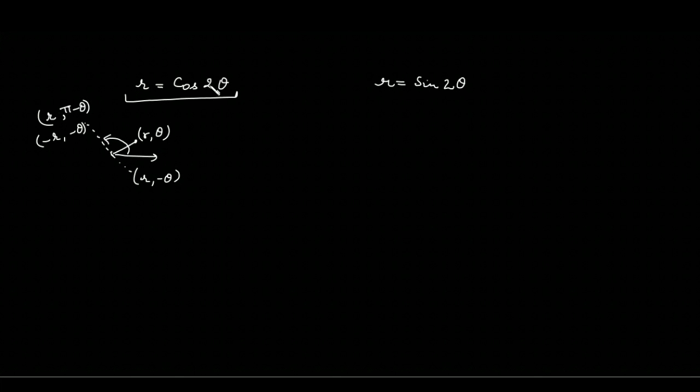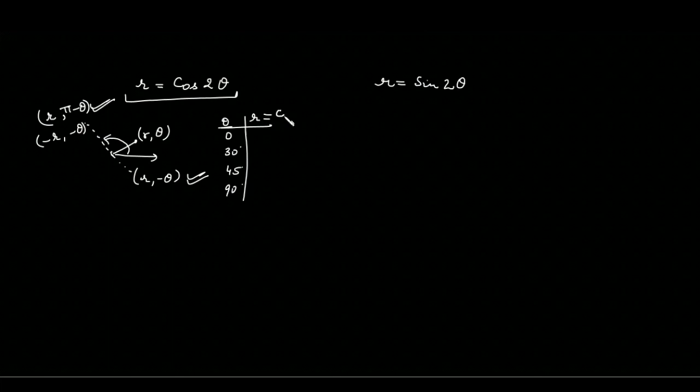When you replace theta with pi minus theta, you will get 2 pi minus 2 theta. So that is cos 2 theta, so r is equal to cos 2 theta. So this satisfies the graph. Since your graph is symmetrical about the x-axis as well as the y-axis, it is sufficient to have theta varying from 0 to pi by 2. So consider theta from 0 to pi by 2.